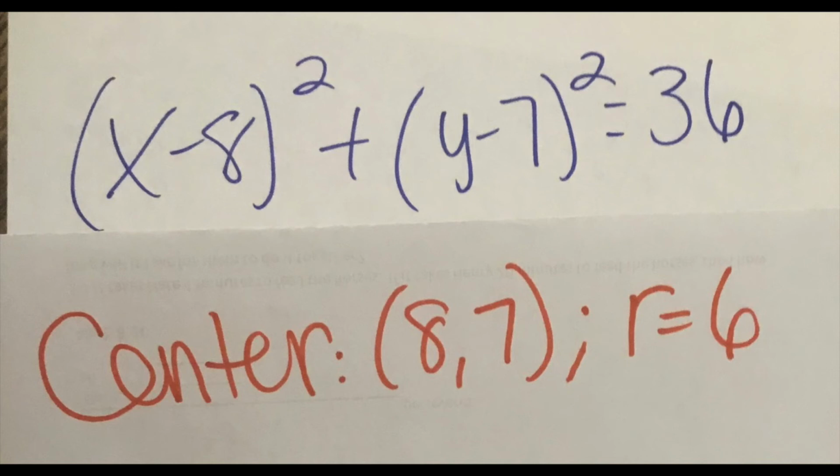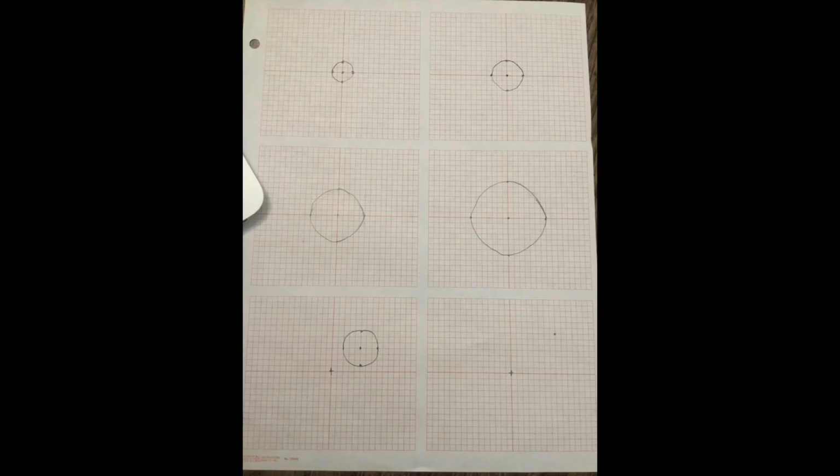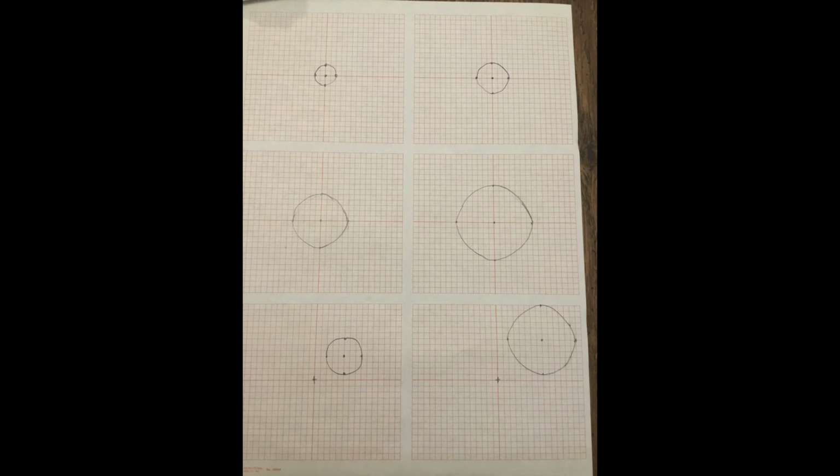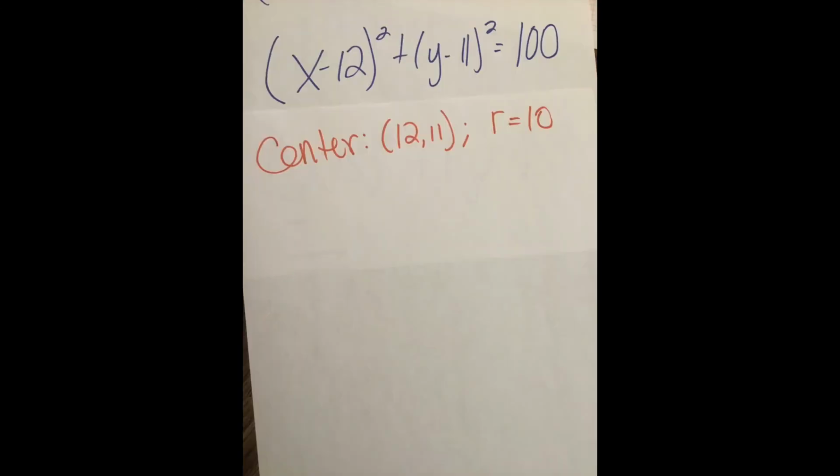The next circle has a radius of 6 and a center at 8, 7. So you're going to go right 8 and up 7, and then that's the point for your center. And then from there you go left, right, up, and down 6. This one's just an example. It won't really fit on my graph paper.